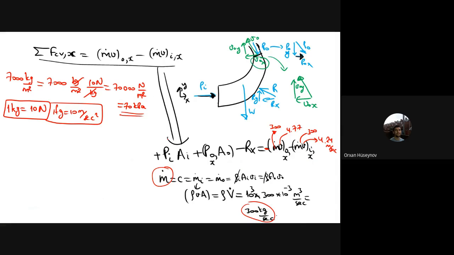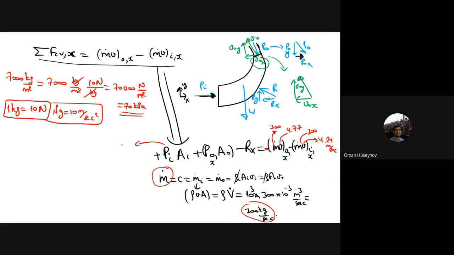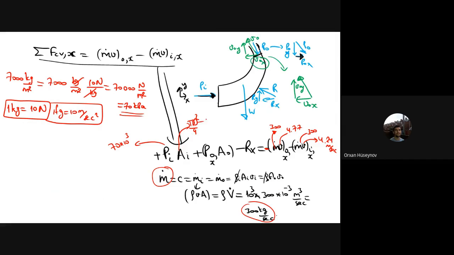Okay. And the pressure at inlet, we have found it, it is 70 kilopascal. It is given in the question, it is 7,000 kilograms per meter squared, and it is 700 kilopascal. It will be 7 times 10 to the power of 3. And the area at inlet, it will be just pi d squared by 4. And the diameter at inlet, which is given as 0.3 here, so 0.3 meters.